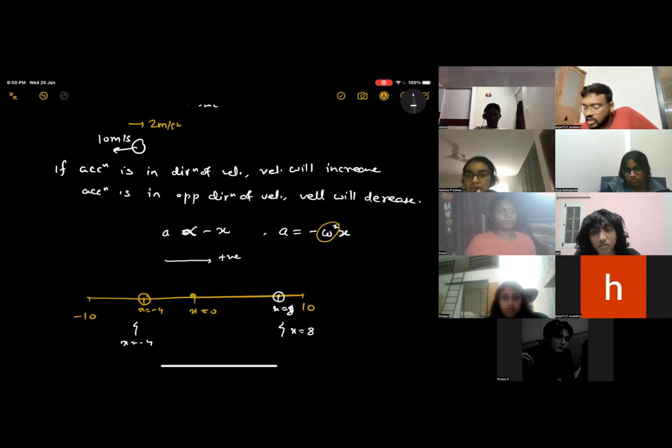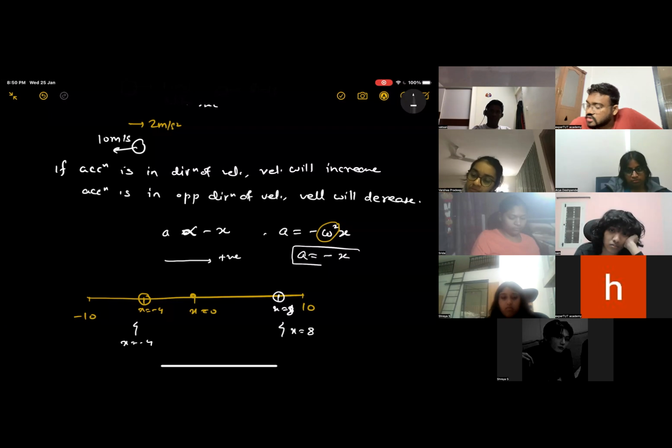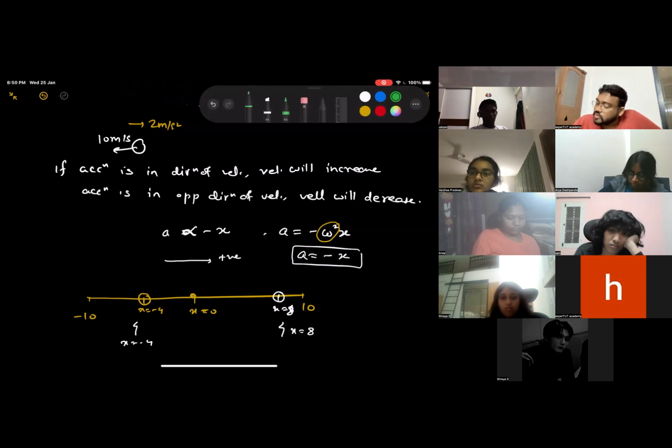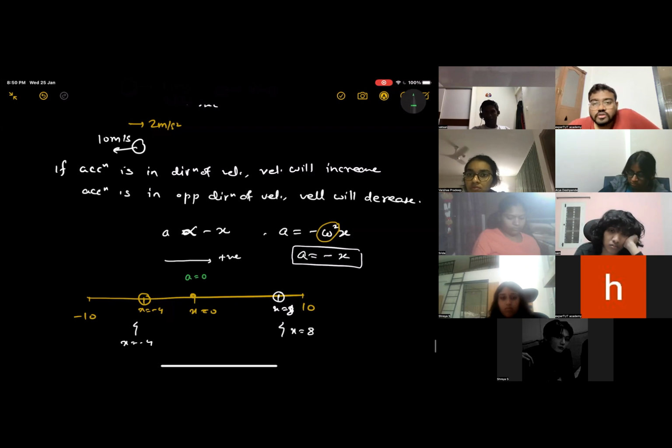Now let's come to this, and I'll just put omega as 1, to understand. So acceleration will become minus x. Now you tell me the accelerations at these points. Acceleration at this point is equal to 0. Acceleration at this point is a equal to minus 1, not plus 1, because it is negative of displacement. So if x is plus 1, acceleration is minus 1.